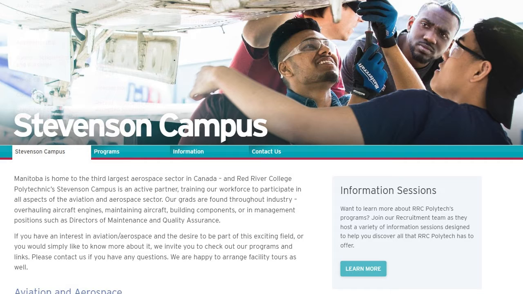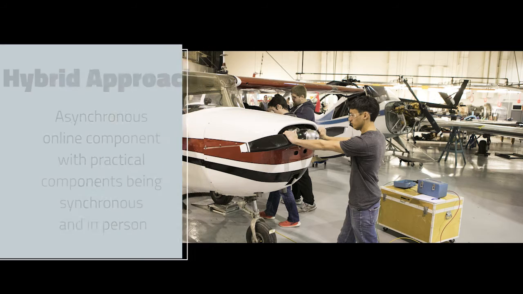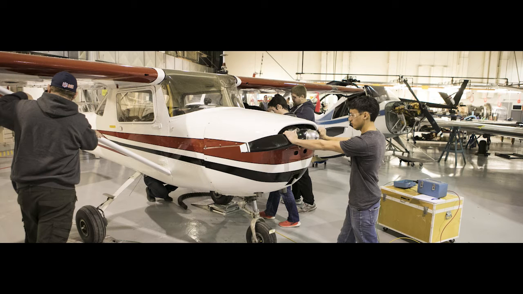So some of the content for this currently exists, and some of it was actually taken from other Aircraft Maintenance Engineer courses. The basic vision is to have a synchronous online component with practical components being synchronous and in person. In other words, they would do a portion of the course online by themselves, and then they would come to the hangar and actually work on a plane. At this point, the learning objectives and course descriptions have yet to receive SAC approval, Senior Academic Committee approval.